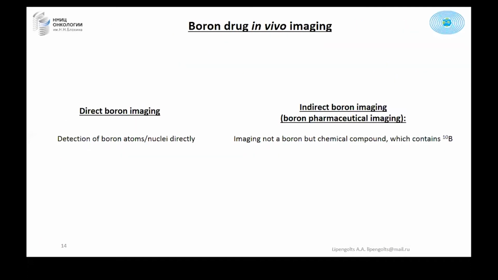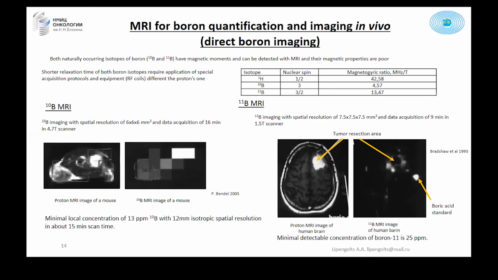There are two approaches. These are direct boron detection and direct boron imaging, and indirect boron detection, when we detect not boron atoms or nuclei, but the whole compound which contains boron. First, I would like to say about magnetic resonance imaging. It's a well-known medical diagnostic modality. Usually it's used to image protons, hydrogen, but it can be applied for boron imaging as well.